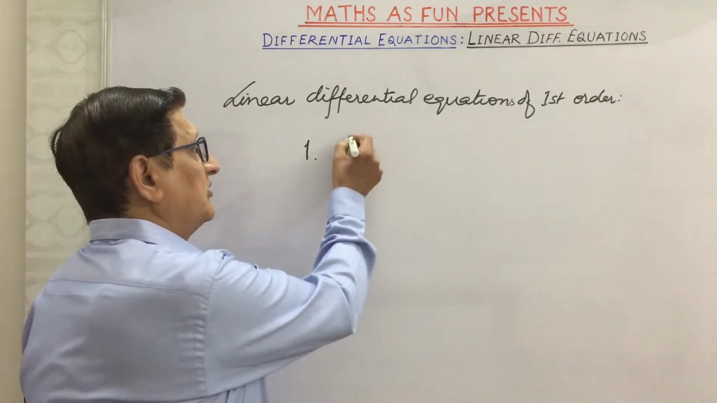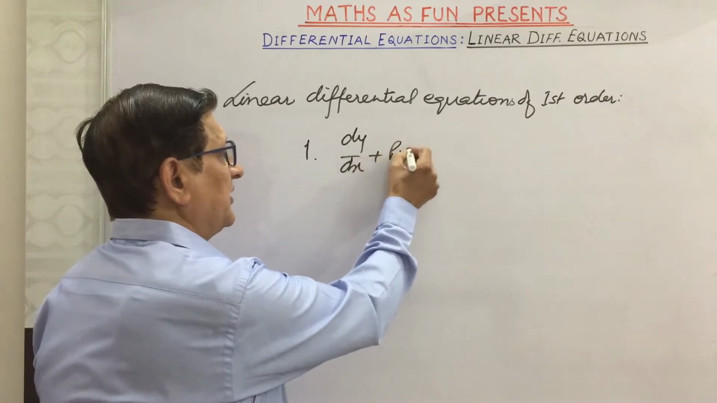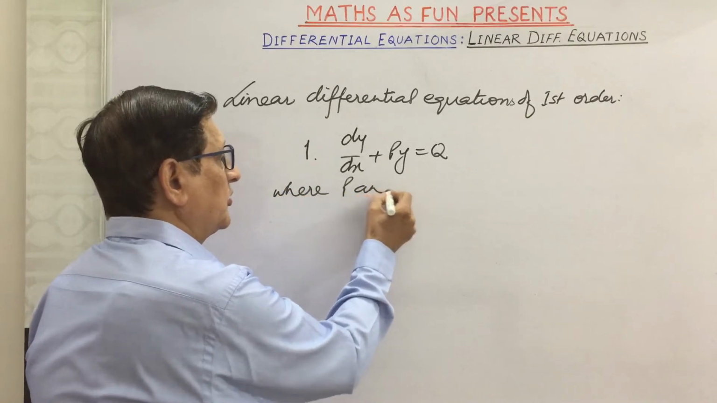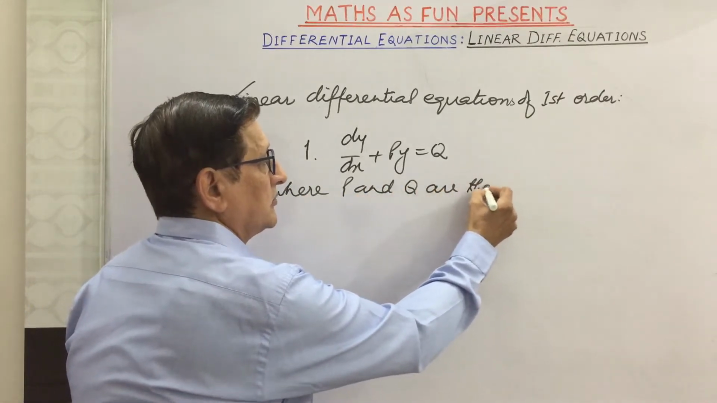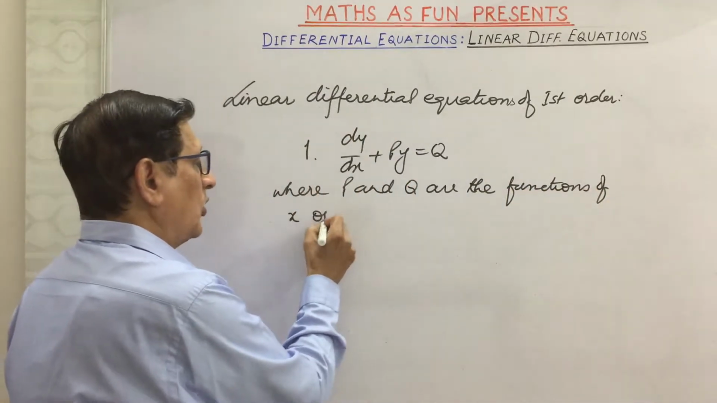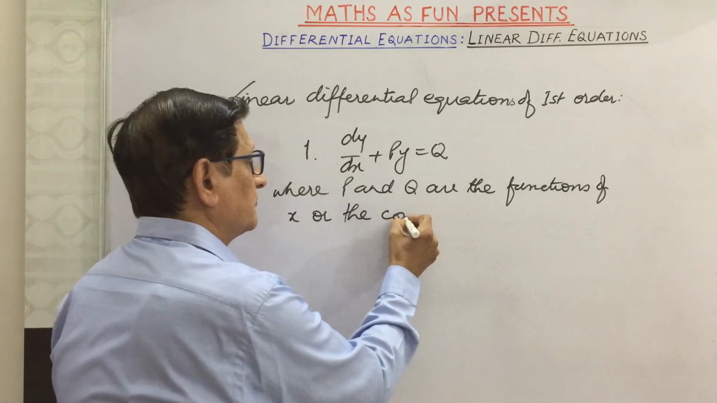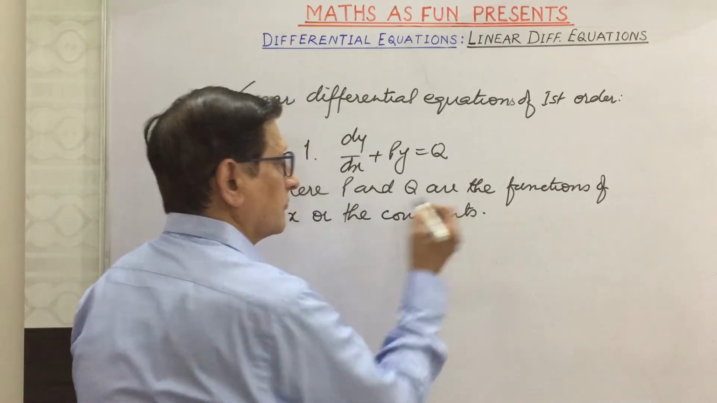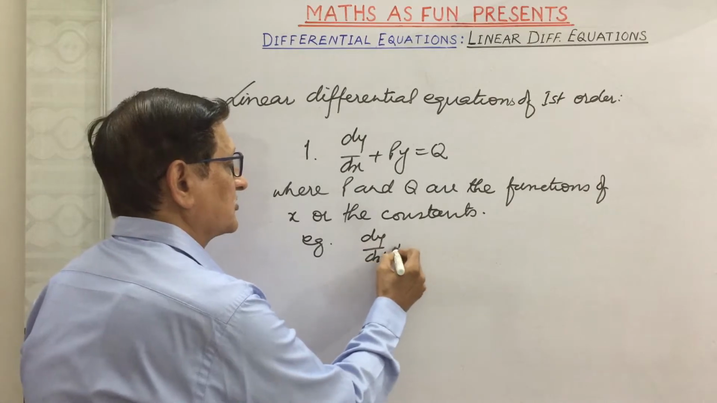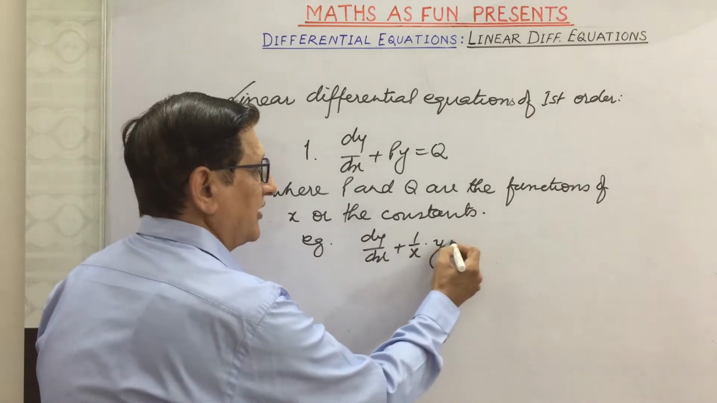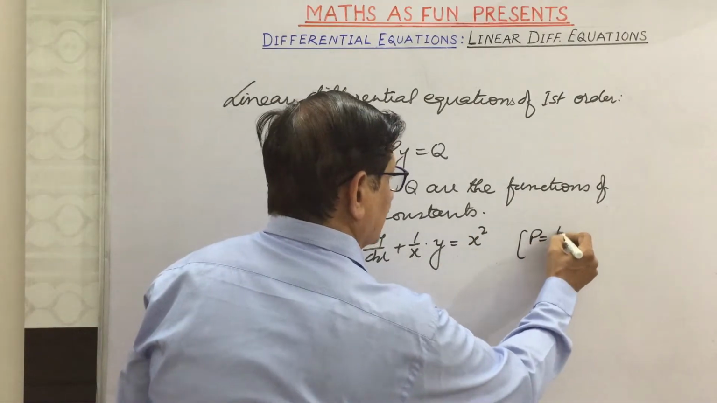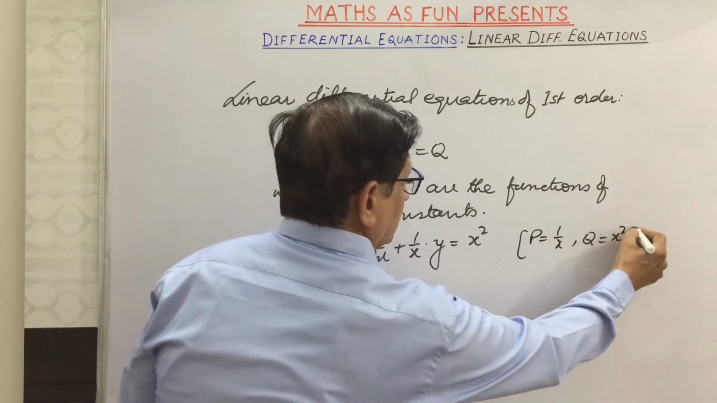The first one is dy by dx plus py equal to q, where p and q are functions of x or constants. For example, suppose we have dy by dx plus 1 upon x into y equal to x square. Here in this equation, we find p is 1 upon x and q is x square.